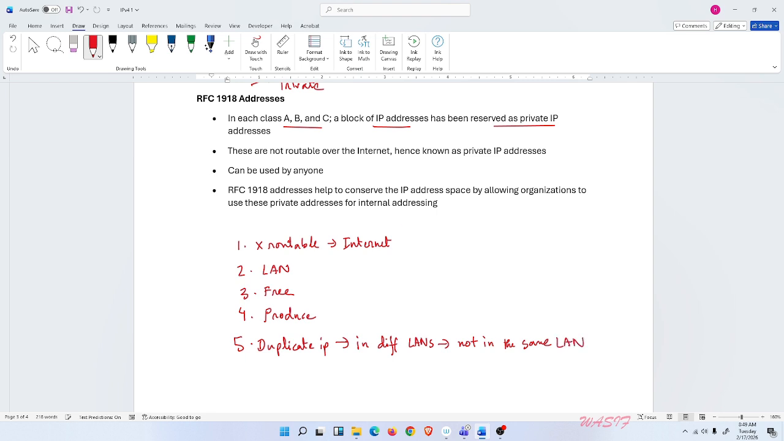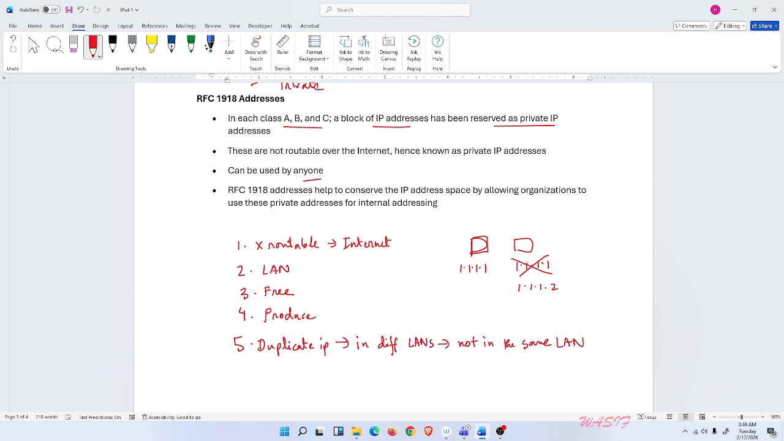Now look at here very carefully. An IP address is a number that actually identifies a device. So if you have two devices with the same number in the same location, then how can you identify who is who? That is why you cannot have this. As long as you follow certain rules, it will work. They can be used by anyone, doesn't matter. RFC 1918 addresses help to conserve the IP.